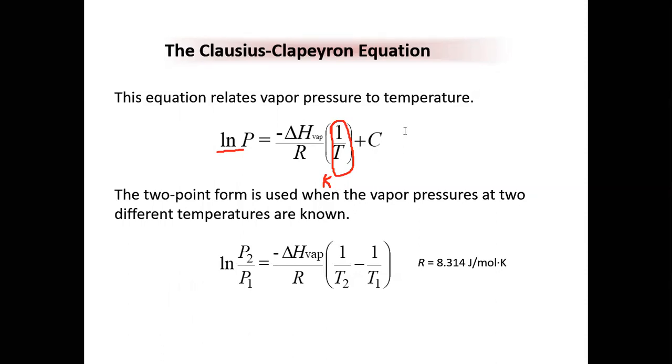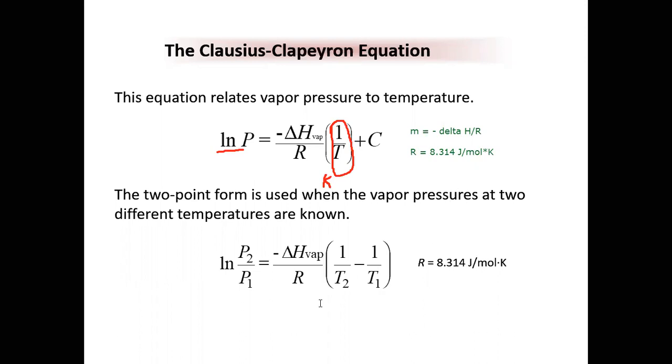When you plot this, you get a linear line, and the slope is equal to negative delta H over R. R is a constant. It is 8.314 joules per mole Kelvin. This is how you can determine the heat of vaporization of a substance: by plotting the change in vapor pressure throughout the different temperatures, you get the slope, and you can solve for delta H, the heat of vaporization. That's one way you can do it graphically.